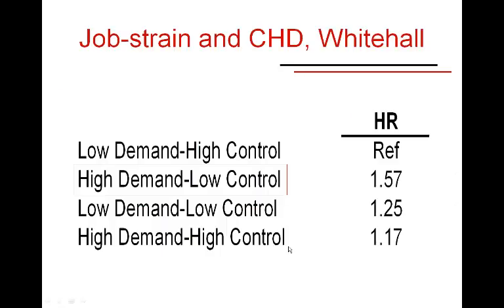Here's another example from Whitehall looking at coronary heart disease. Here both dimensions are incorporated to look at the effect of job strain. This is the job strain quadrant here, demonstrating the highest hazard ratio for coronary heart disease relative to the low strain quadrant, with intermediate risks shown here for the other two quadrants.